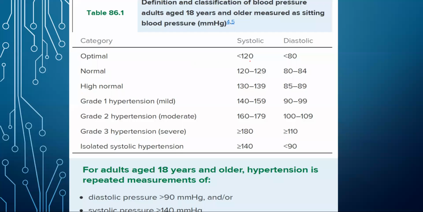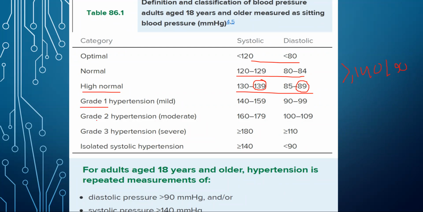Okay. Optimal pressure is less than 120 by 80. Normal, we keep it like 120 to 129. Just remember that high normal is up to 130 by 90. Once it becomes more than 140 by 90, that's hypertension. So up to 139 by 89, that's normal.